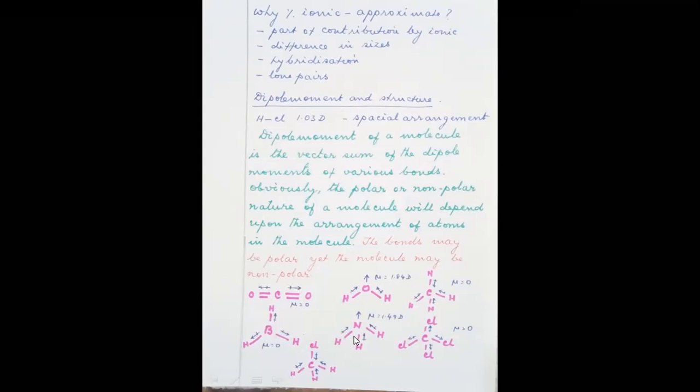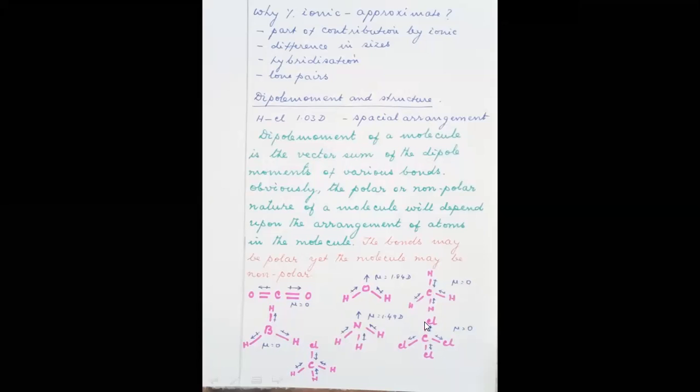But if you look at ammonia, ammonia is not planar. Ammonia is pyramidal in shape. This pyramidal shape is because of the lone pair present on the nitrogen. Because of lone pair bond pair interaction, it assumes the pyramidal shape. Now, nitrogen is more electronegative than hydrogen. So here is a vector, and here is a vector, and here is a vector, and the sum of all these vectors will result in the resultant vector having the dipole moment 1.49 D.